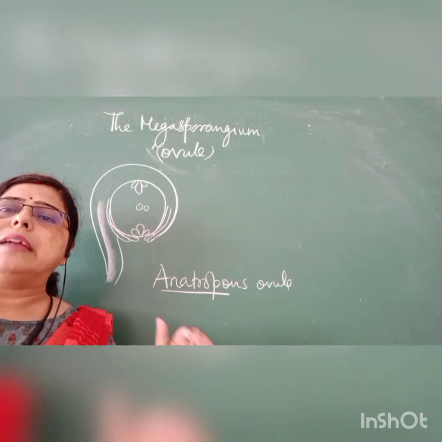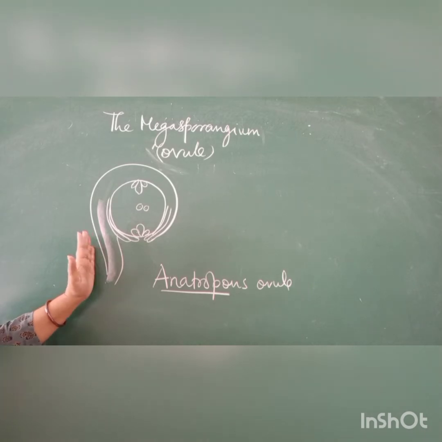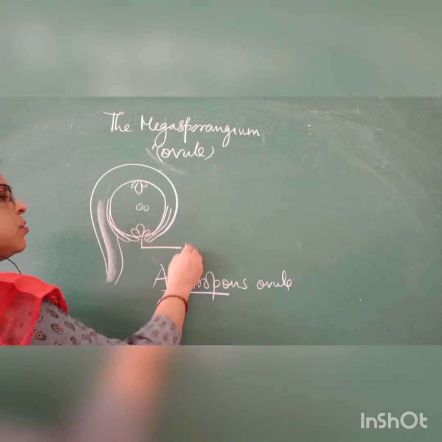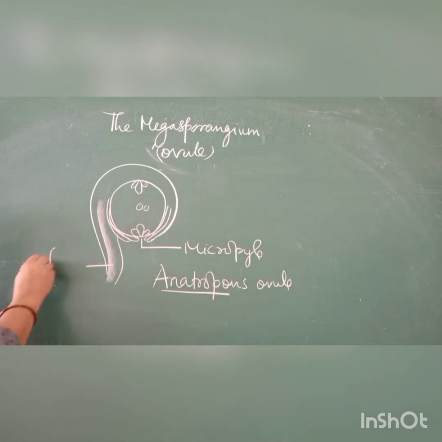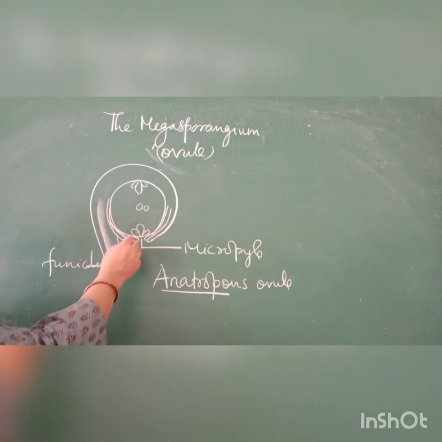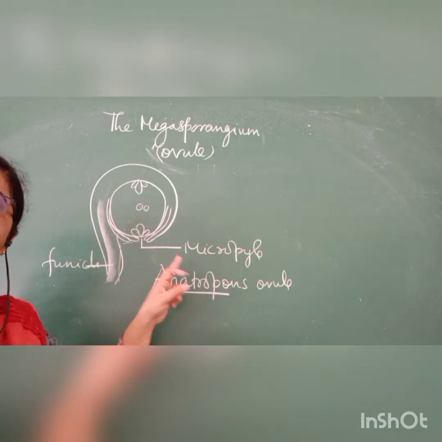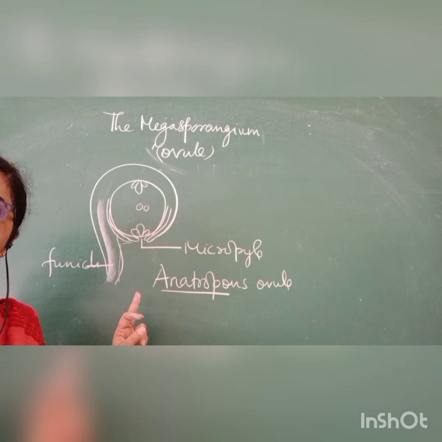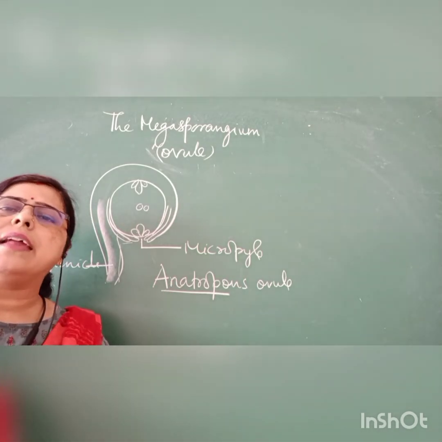So all these kinds of ovule are divided on the basis of the position of the funicle and the micropyle. This particular portion is called the micropyle and this is called the funicle. So the position of the micropyle and funicle, you can observe, is near about 90 degrees. Such a kind of ovule, when the position of the micropyle and funicle is at 90 degrees, is called an anatropous ovule.